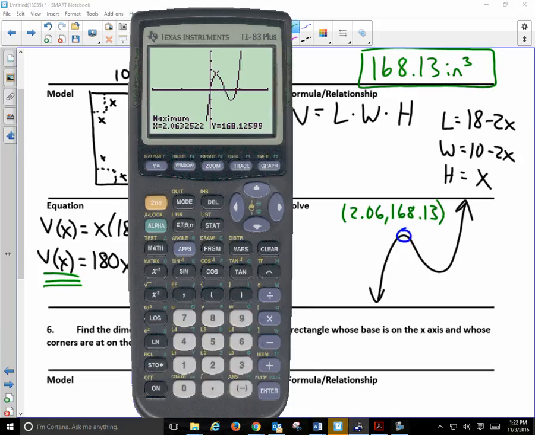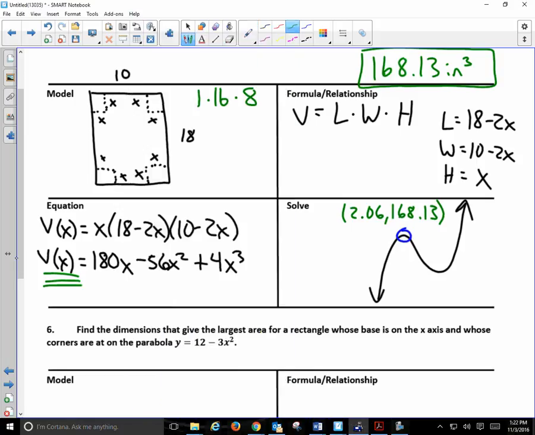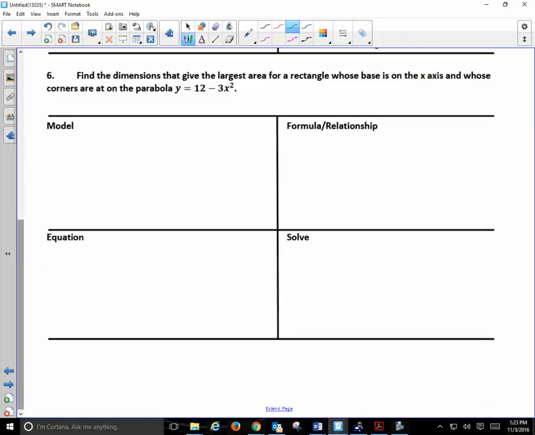Oh, it's minus 56. You get 56x squared. Okay. Next problem.